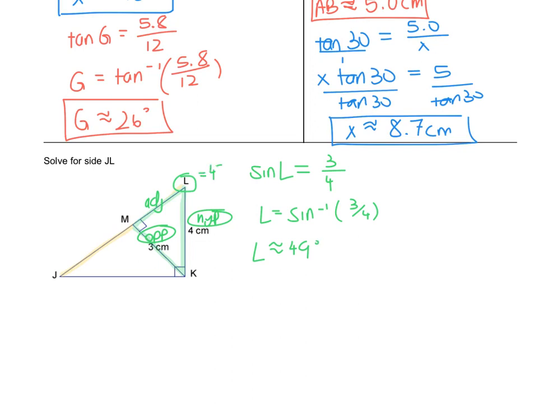So now that we have that angle, now we can look at this big triangle here on the outside. I have angle 49, I have the 4 centimeters, and my goal is to find JL. So I want you to pause the video again, label this big triangle, maybe with a different color, where L is your reference angle, set up your ratio, then come back to check your work.